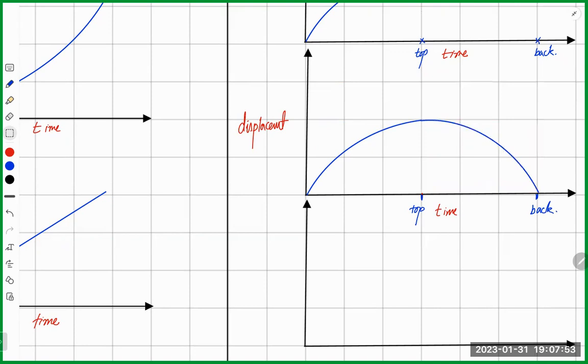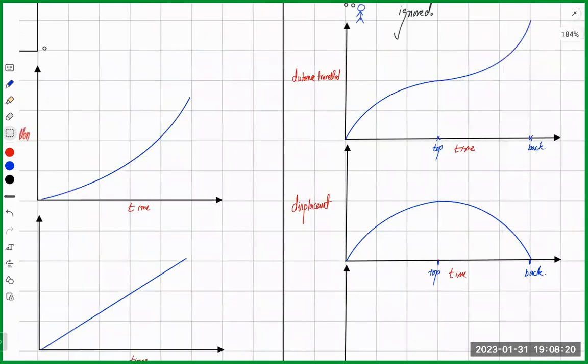Okay, graphs are very important. This is the kind of question you should be expecting to see in the exam. So the object goes up. Obviously, when the object is going up, displacement, the distance from the ground or the point of throw, is increasing. And when it goes to the top and starts coming back down, the distance from the point of throw should start decreasing. So displacement increases and decreases, but distance traveled only increases.